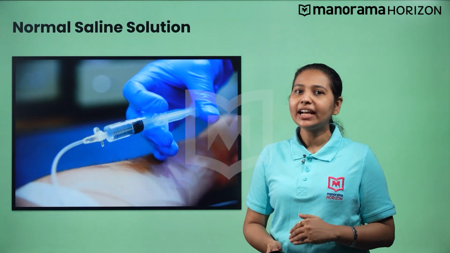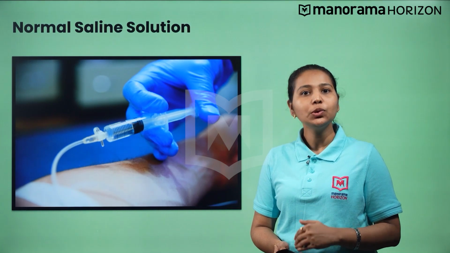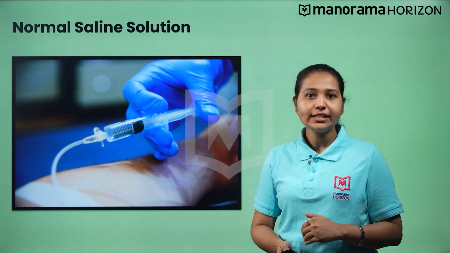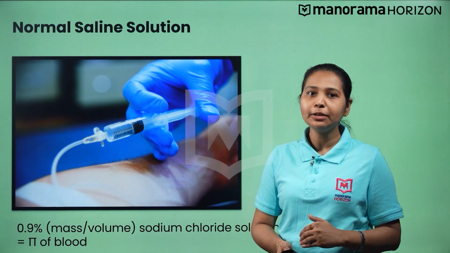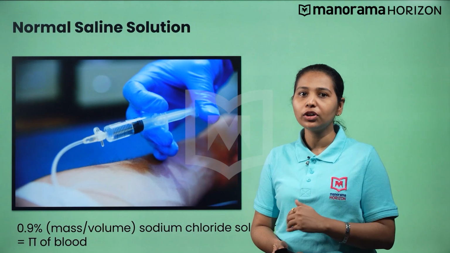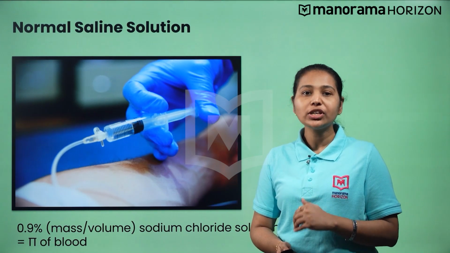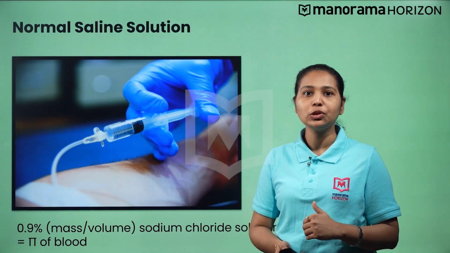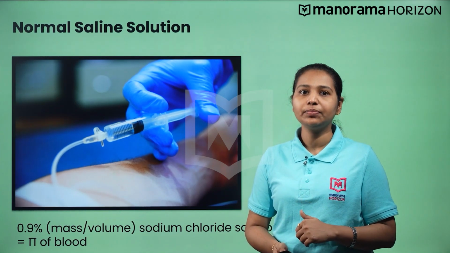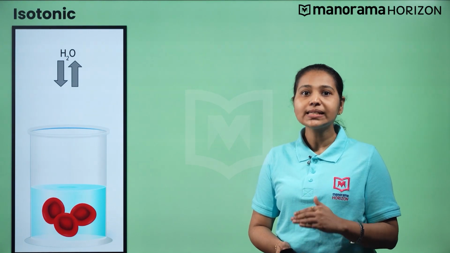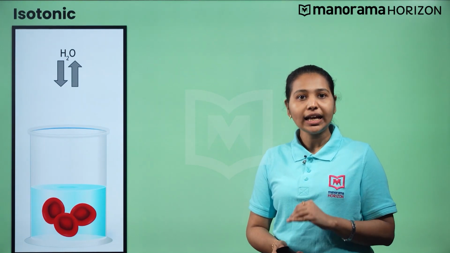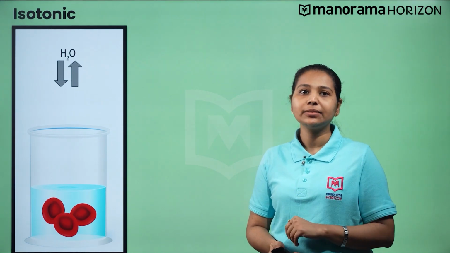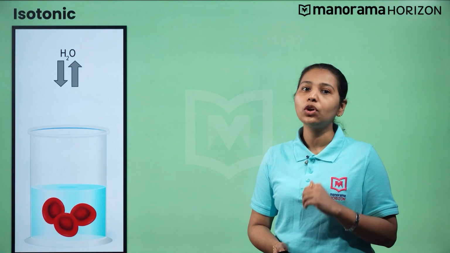Next, let us see a practical implication of this, that is, the use of normal saline solutions for intravenous injections. Normal saline solution has a concentration of 0.9% mass by volume sodium chloride solution. As the osmotic pressure associated with the fluid inside the blood cell is the same as that of the normal saline solution, it is safe to inject it. Thus, if we place the cells in a solution containing 0.9% mass by volume sodium chloride, the cells remain intact. Such solutions are called isotonic solutions.